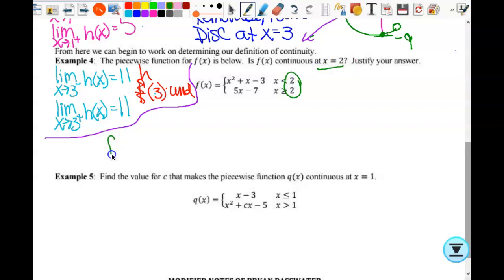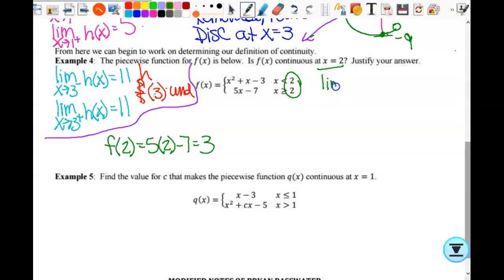So wherever you have room here, f of 2 equals, which one do we substitute it into? The second one, right? So it's 5 times 2 minus 7, and that gives me 3. That by itself doesn't really tell me anything, right? But I need it. So then we're going to look at the limits.